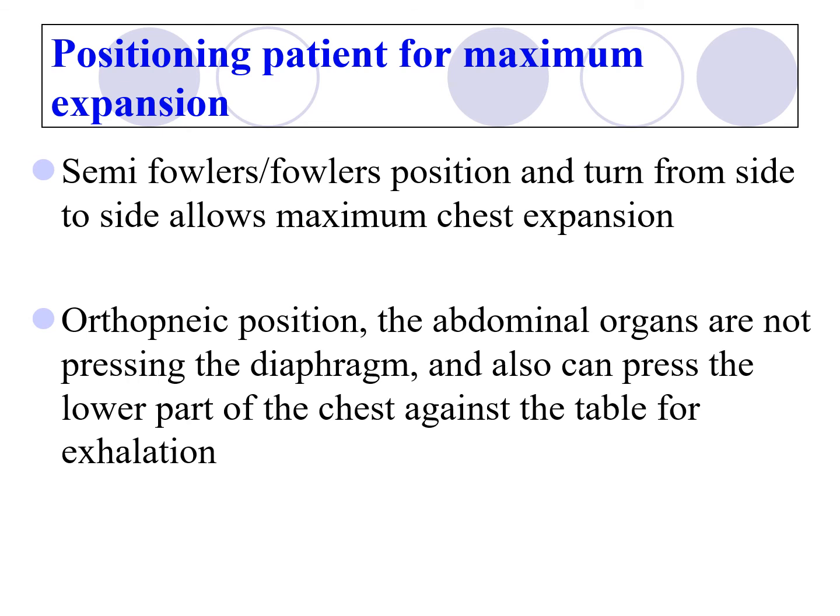Orthopneic position. The abdominal organs, as we said, are not pressing on the diaphragm here, and the patient can also press the lower part of the chest against a table for exhalation. So in this case, the patient will be in a sitting position, supporting his body and putting his hands over a table, leaning toward that table. That will help also in breathing.